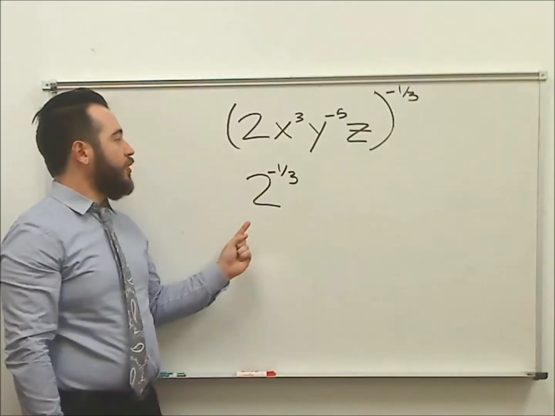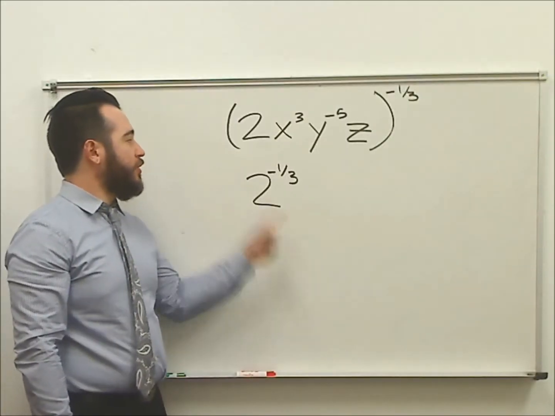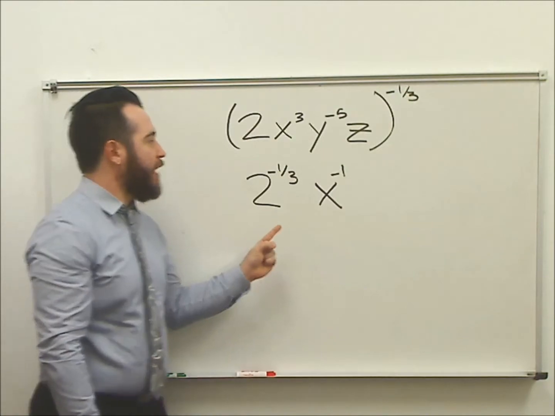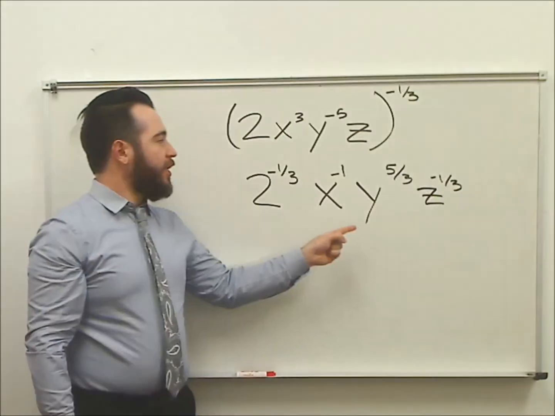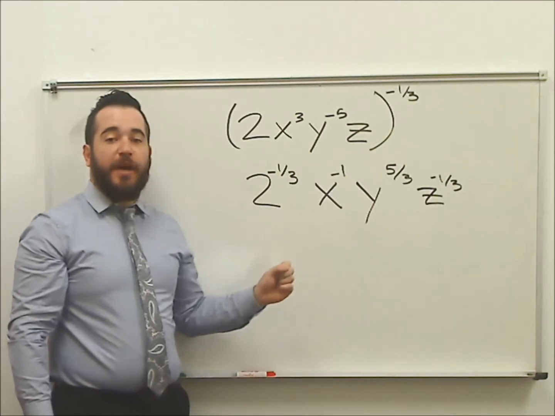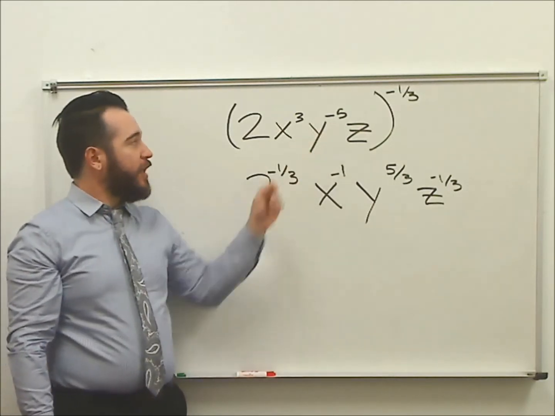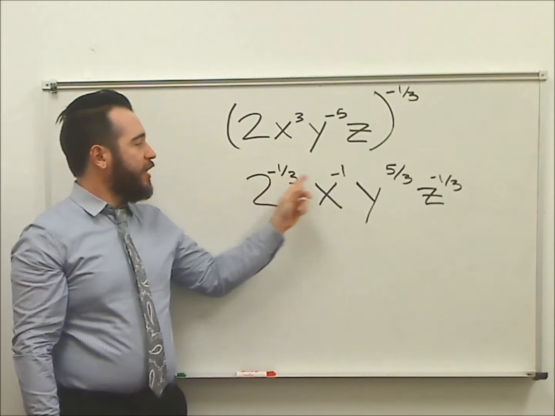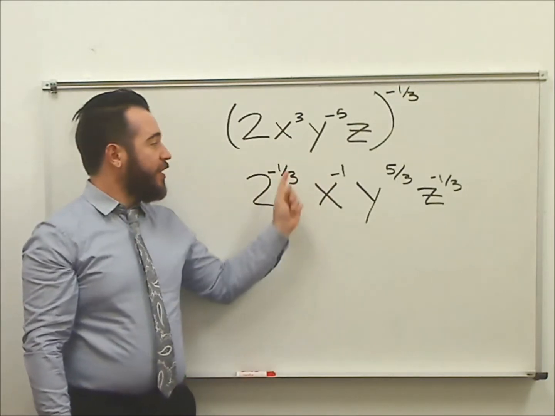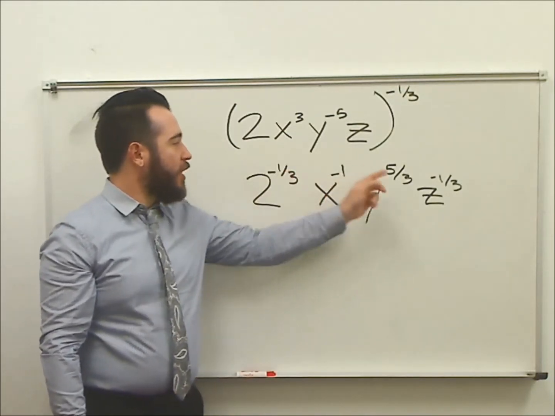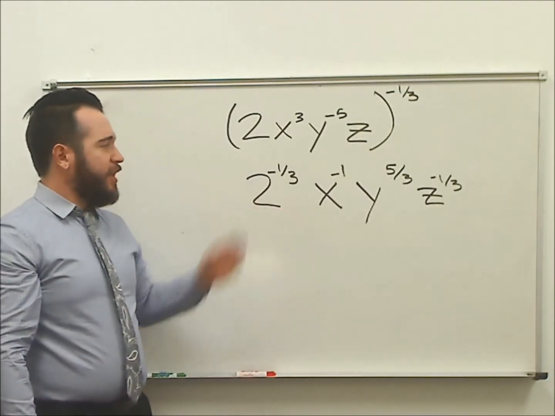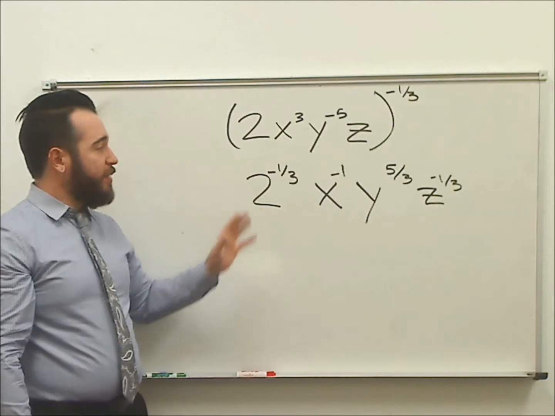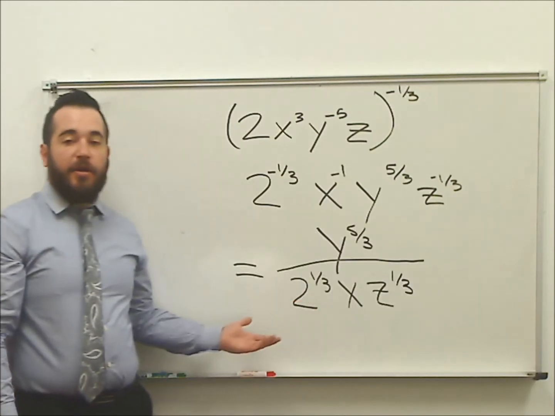We get 2 to the negative 1/3 and x to the negative first and y to the positive 5/3, and lastly, z to the negative 1/3. So by the exponent rule, we just multiply that negative 1/3 by each exponent for each term. That's how we get our negative 1/3, negative 1, 5/3, and negative 1/3. All right, so let's get rid of these negative exponents. We're going to move some of this stuff to the denominator, and there you are.